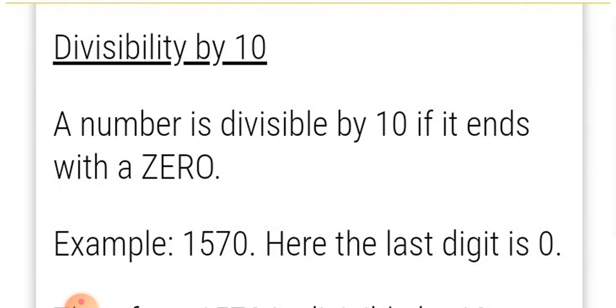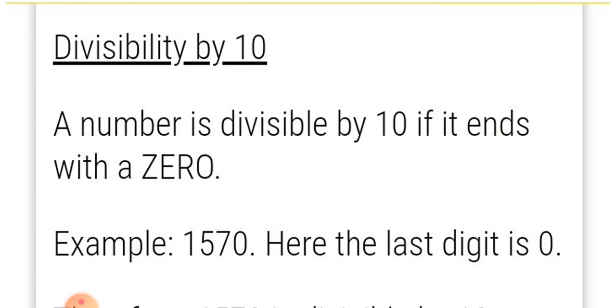Now, divisibility by 10. The rule is a number is divisible by 10 if it ends with a 0. It's very simple. If a number ends with 0, then we can divide that number by 10. Otherwise, we cannot divide that number by 10. Clear, children? So, a number is divisible by 10 if it ends with a 0.